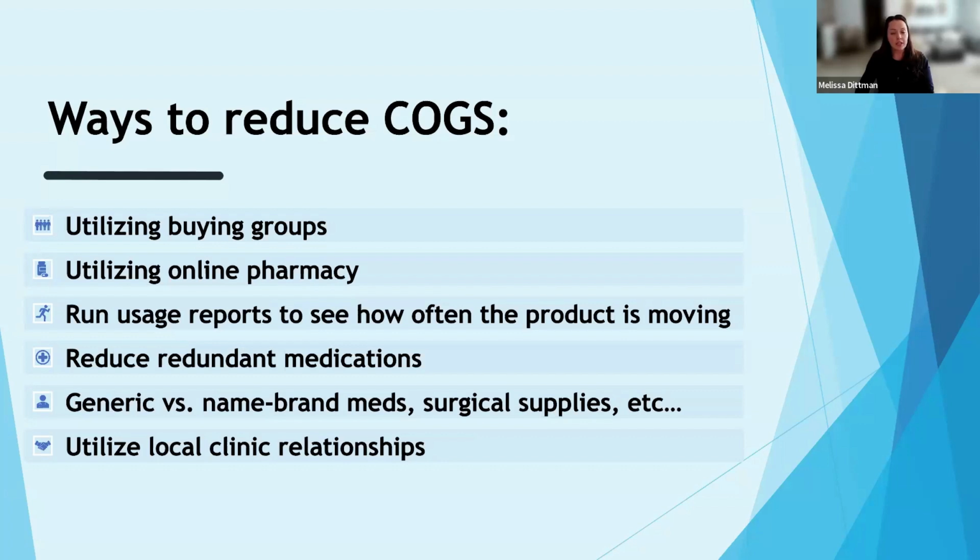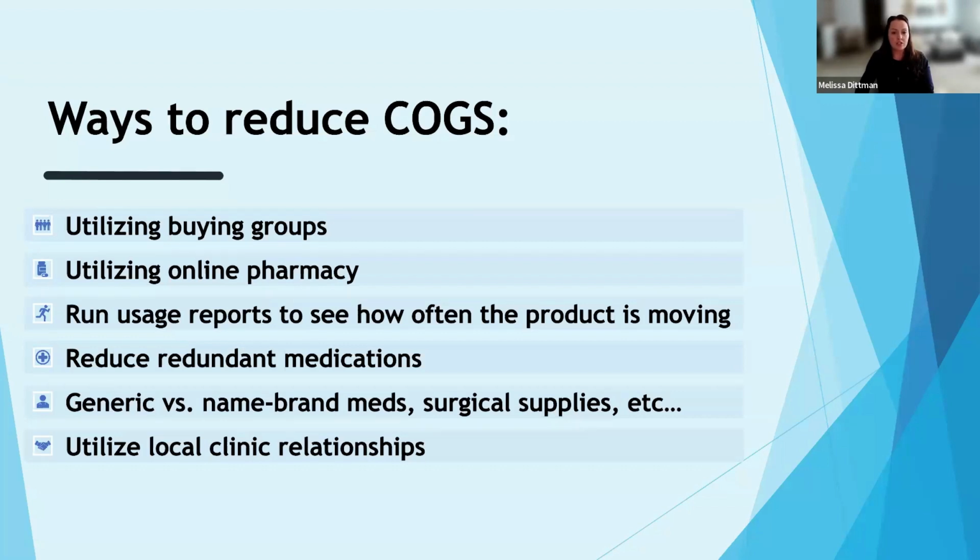Generic versus name brand medication, so based on doctor preference, but asking yourself, can we switch from carrying Rimadyl and maybe over to Novox? And the same goes for surgical supplies. Can we switch from Ethicon suture to a non-name brand suture and save a few dollars?